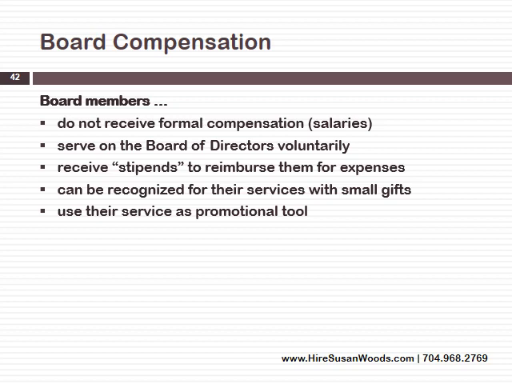They can use their service as a promotional tool. A lot of people who serve as a member of a board of directors use it as a promotional tool for themselves. They may put it on their resume, they may put it on their business card. They use it sometimes to promote themselves. They are covered by liability insurance, so they are not held responsible for any type of lawsuits that may be presented against the nonprofit organization.